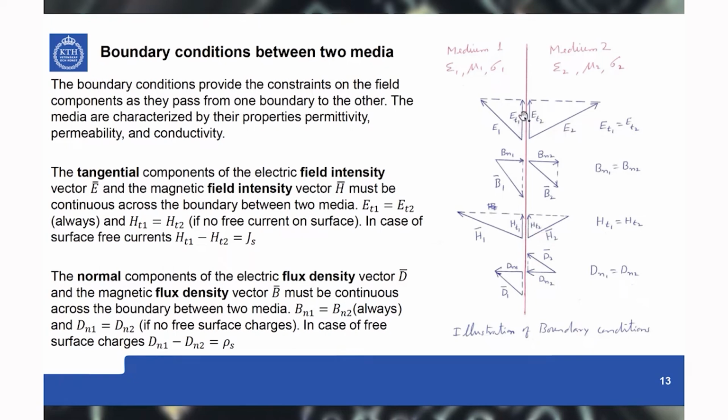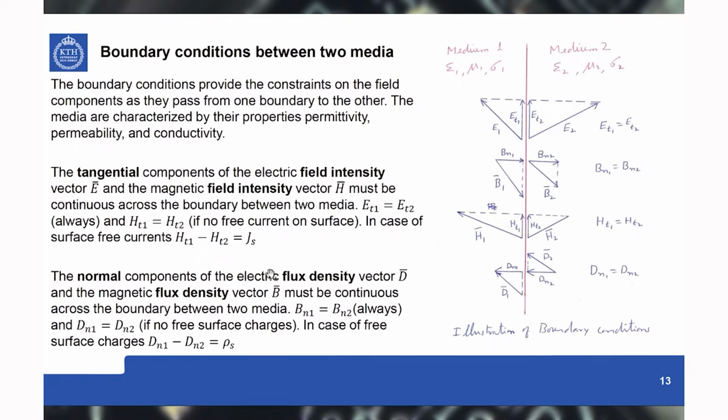Well, for the E field, it is always the case. Whereas for the H field, this is the case only if there are no free, impressed currents on the surface. You can artificially give a current to the surface, then of course it will modify the H field. So in case of surface current, that surface current density is given by the difference in the tangential components. But if there are no surface currents, then the difference will be zero. That is, HT1 equal to HT2.